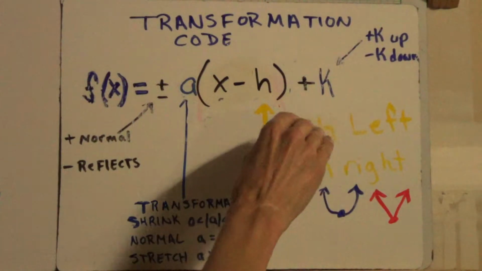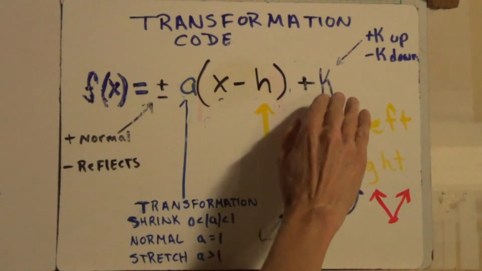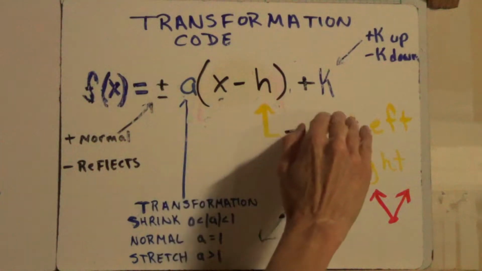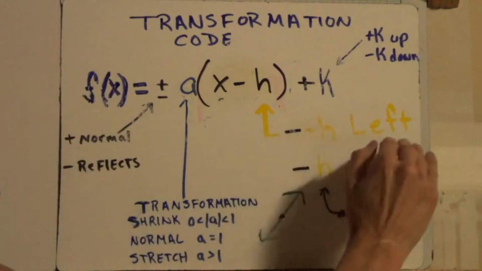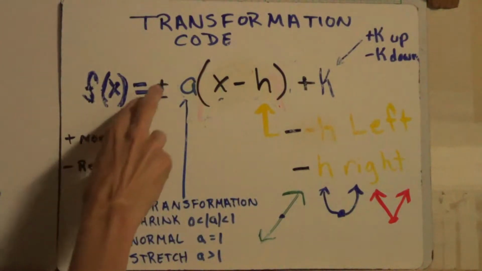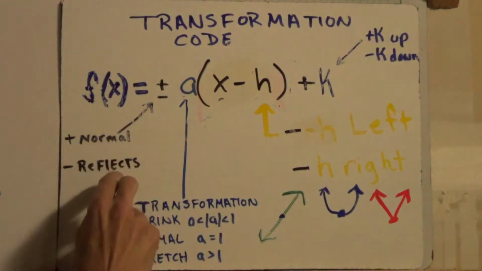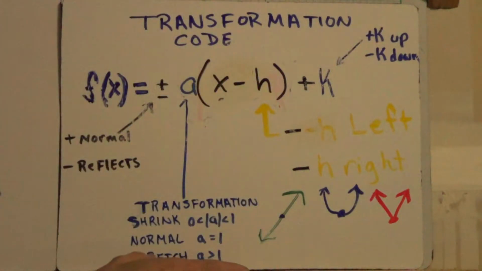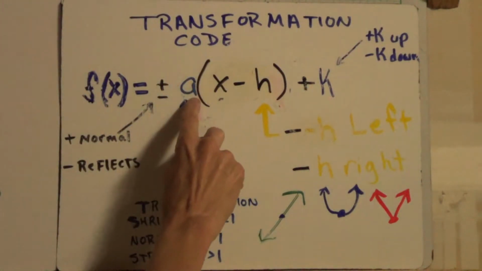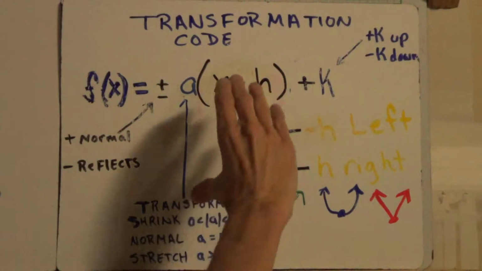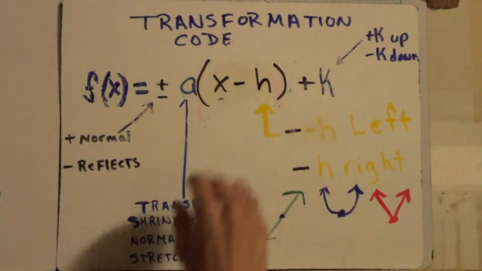Yesterday we worked on the k value causing a graph to go up or down, or the h value causing it to go left or right. Today, get this down, we're going to look at the plus minus in front. The minus causes a graph to flip. The a value, if you just think of it as an absolute value, if it's between 0 and 1, it'll shrink it right down like that.